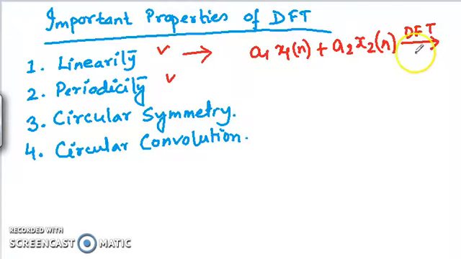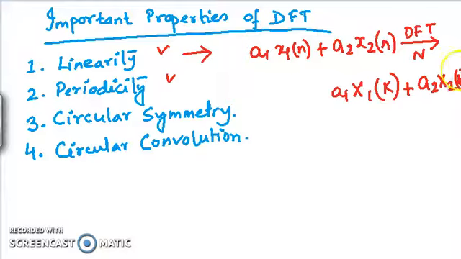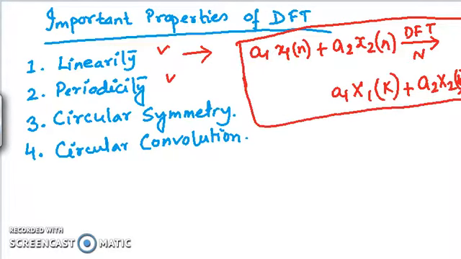So as per linearity property of DFT, suppose this is the N-point DFT we are doing. We know the DFT of x1 is capital X1 of k. So this X1 of k multiplied with a1 will be added to capital X2 of k multiplied with a2. So this is basically the empirical representation of linearity property.